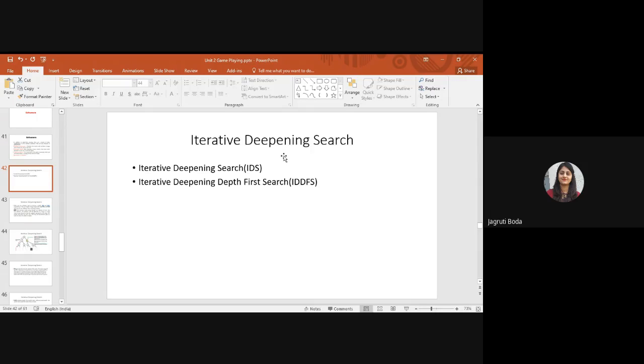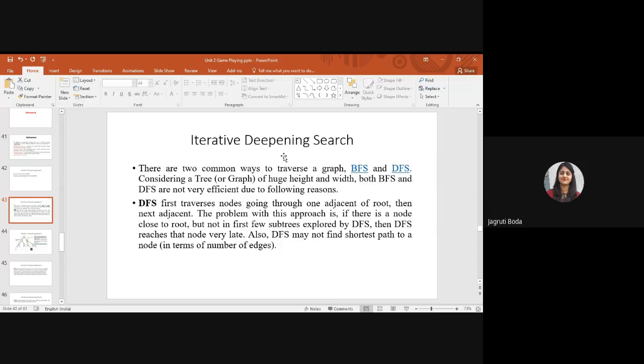Okay. Now we start the main topic, iterative deepening search. This search is also called iterative deepening depth first search. These two names are used alternatively for this technique. Okay, so we will go one by one and see how this algorithm works. So start with the first.